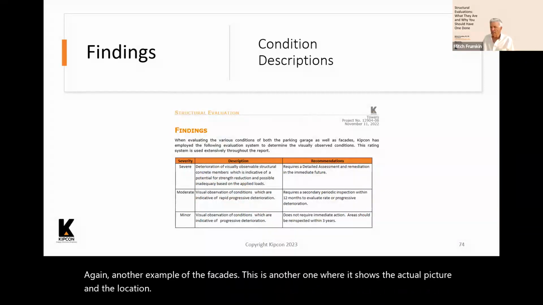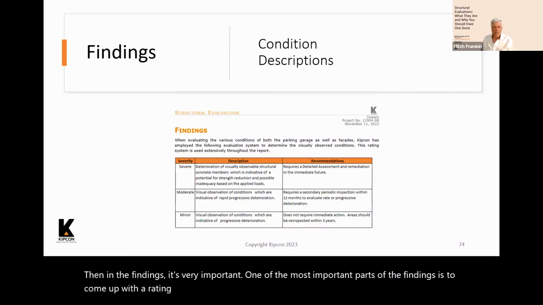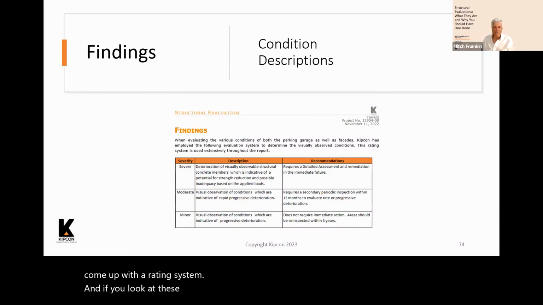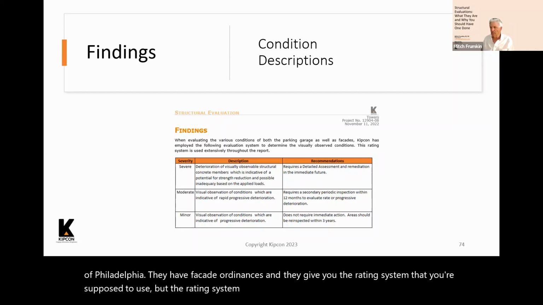Then in the findings, it's very important. One of the most important parts of the findings is to come up with a rating system. And if you look in these standards I talk about, they have rating system standards. In the city of Philadelphia, they have facade ordinances, and they give you the rating system that you're supposed to use. But the rating system that we used in this case is severe, moderate, or minor.